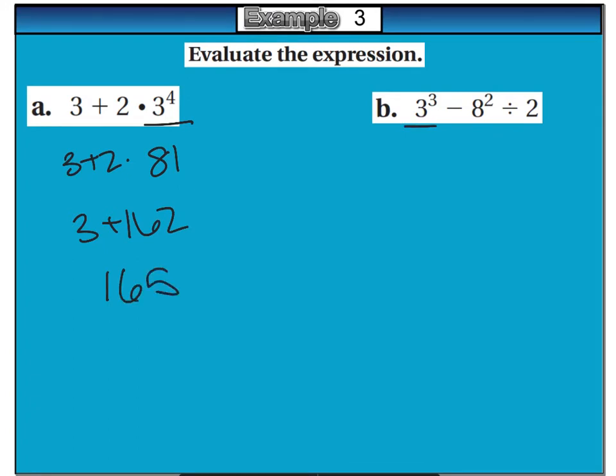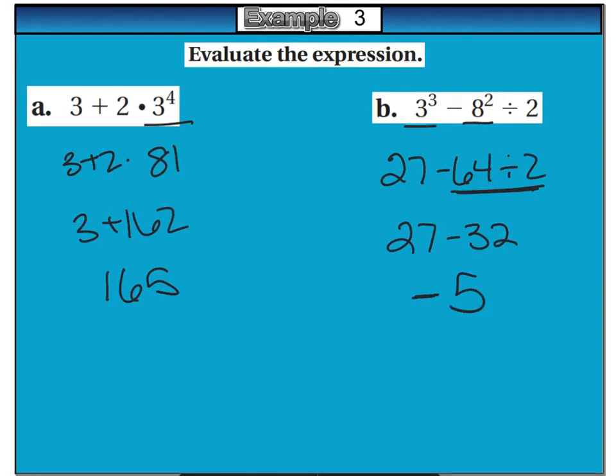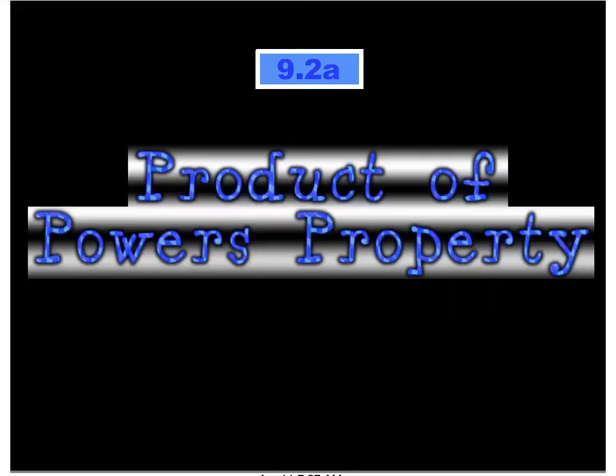3 to the power of 3 first would give us 27, minus 8 to the power of 2 is 64 divided by 2. So order of operations, we do 64 divided by 2 first, which gives us 32. So 27 minus 32. And we subtract 27 minus 32 because we're subtracting a bigger number. It's going to be a -5. So you just have to do order of operations with the exponents.